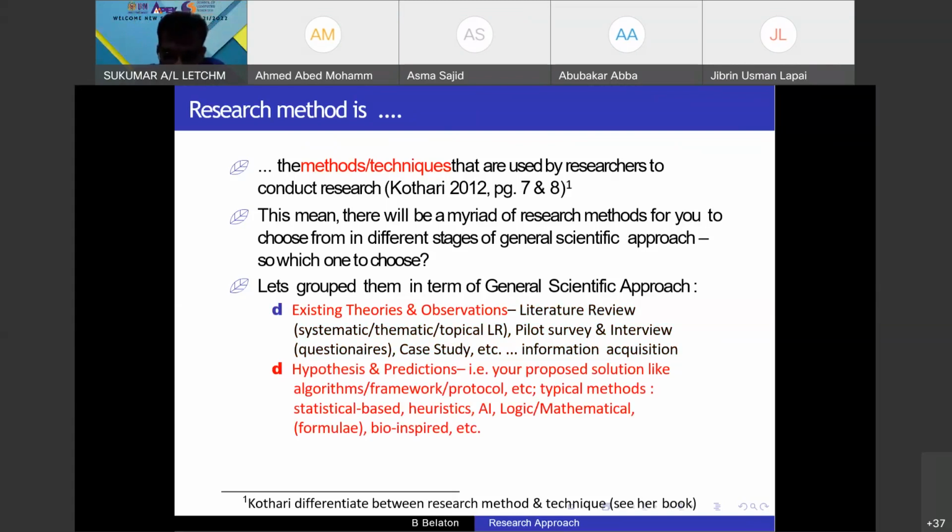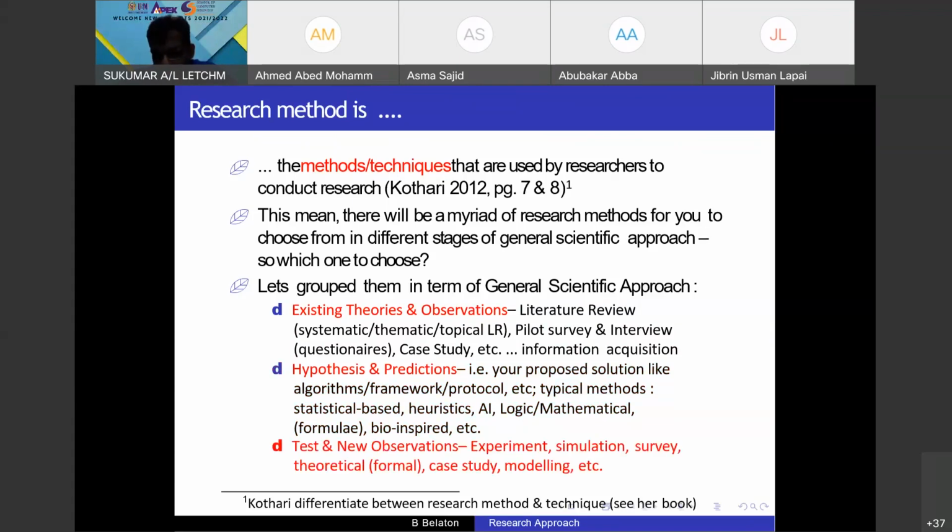hypothesis and prediction. Your proposed solution, like an algorithm or framework or protocol, this is quite famous. A lot of students will do an algorithm, will do a framework, will look at a protocol. Okay, typically the methods that you use are statistical based, heuristic, AI, mathematical. Based on that, it depends on this one. You need to go back and see your literature, very important, and what is being popularly investigated. Then you follow that. And if you want to do hybrid, why do you choose only these two? You need to mention that as well. Okay, so you need to be clear with what you're doing and with the justification, very important.